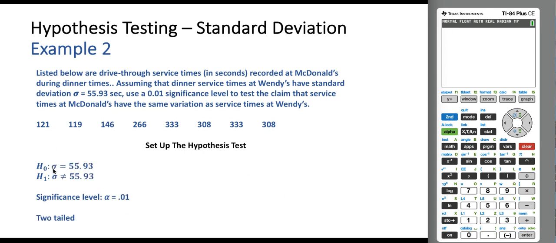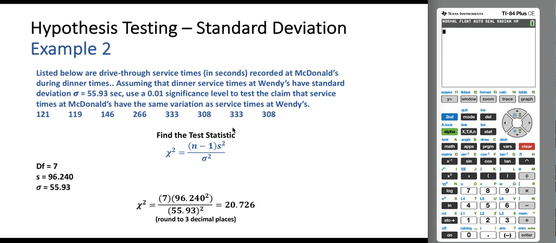The null hypothesis is that sigma is equal to 55.93. That is our original claim, that they're equal. So the alternative hypothesis is that sigma does not equal 55.93. Significance level is 0.01. Because the symbol in the alternative hypothesis is not equal to, this is a two-tailed test.